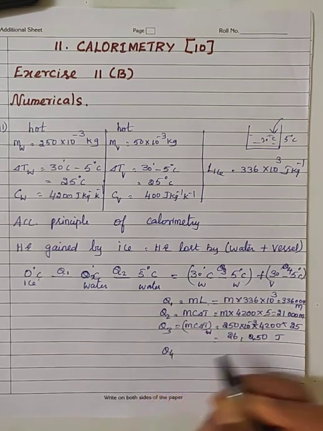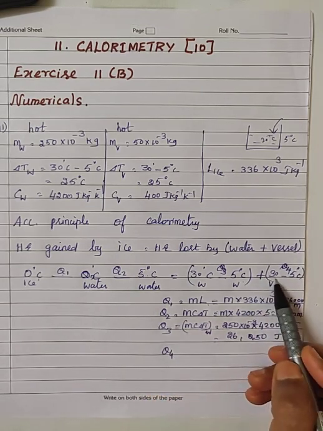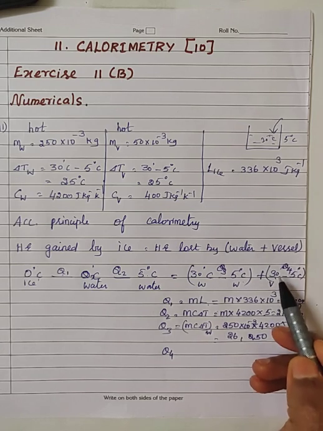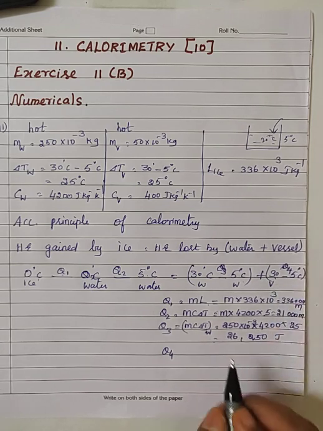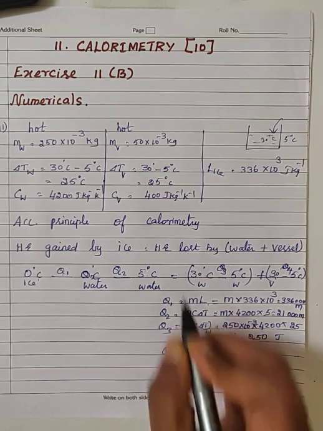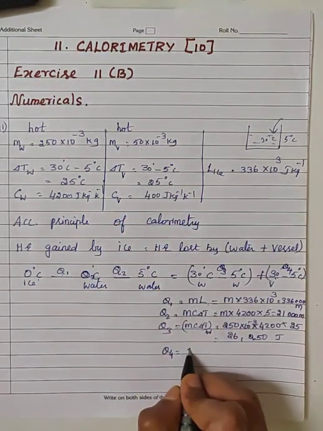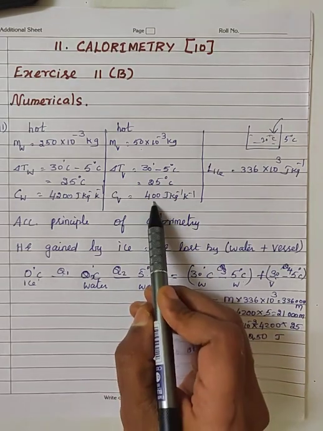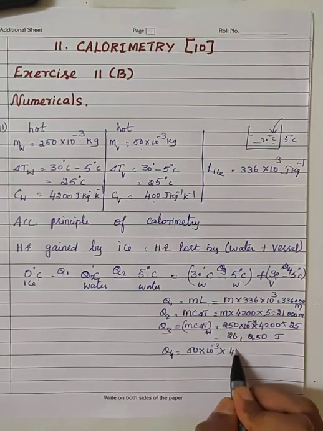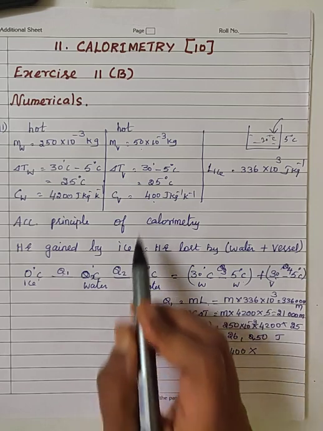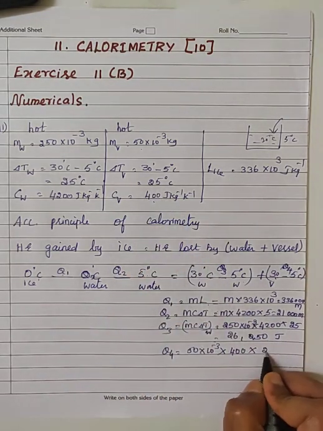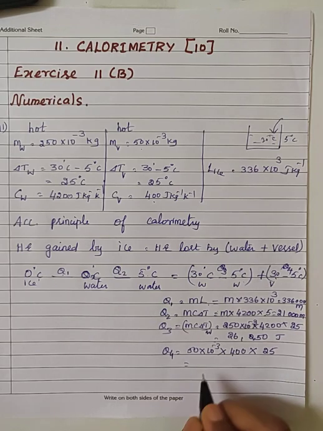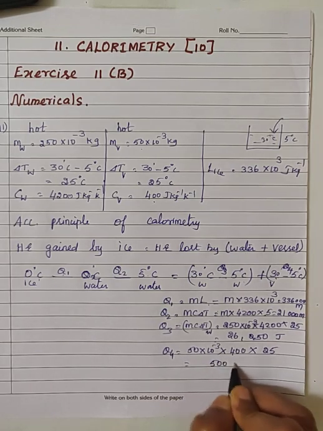Next Q4. Q4 is the amount of heat energy lost by the vessel when the temperature of it falls from 30 degrees Celsius to 5 degrees Celsius. The mass of the vessel is given as 50 gram. So 50 into 10 power minus 3. The specific heat capacity of the vessel is given as 400, C into change in temperature is equal to 25. On multiplication of mc delta T of the vessel, we will be getting 500 joule.